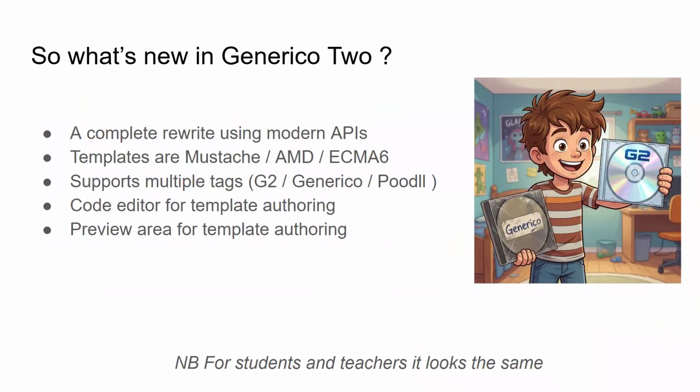So what's new in Generico 2? First of all, for students and teachers, it's not going to look any different. The same templates and widgets are going to work. The templates behind them might be a little bit different, but under the hood, it's a complete rewrite using modern APIs. The templates are Mustache, AMD. It'll support multiple tags, so not just Generico, but G2 and also Poodle. Eventually, the Poodle filter will be replaced by Generico 2. And there's a code editor and a preview area for template authoring.